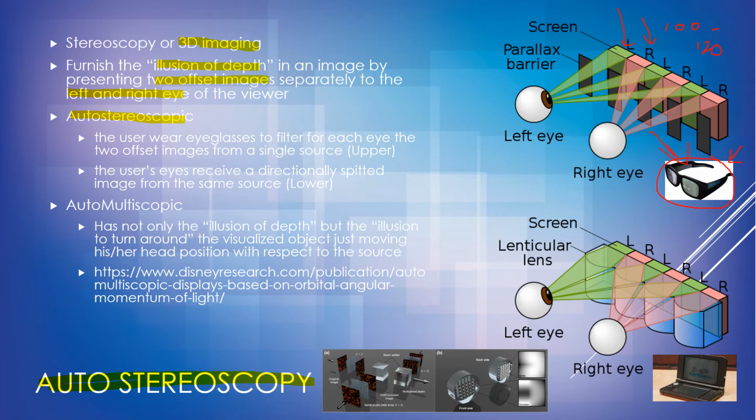Okay, so how about without any glasses? We will introduce another technology called multi-scopic. This one is easy to understand. This one is a 3D TV. Unlike the previous flat screen, which is flat, this kind of 3D TV has a curved surface.